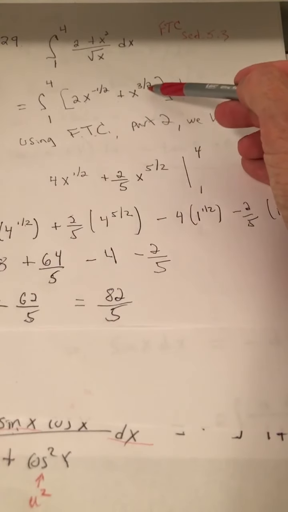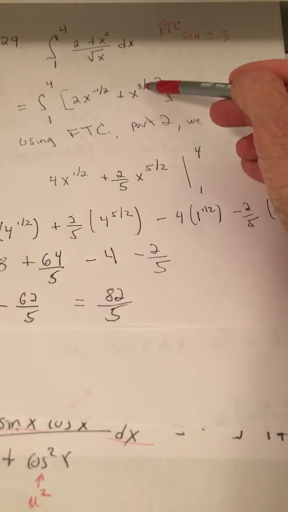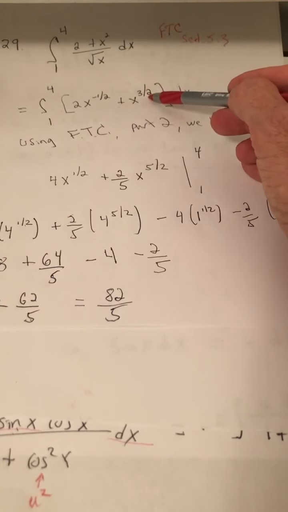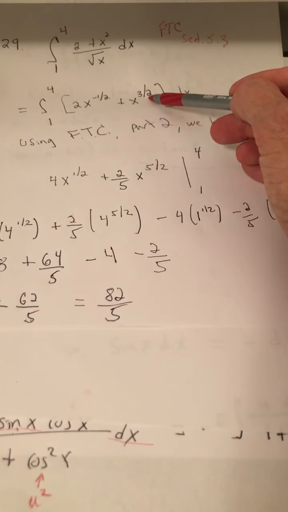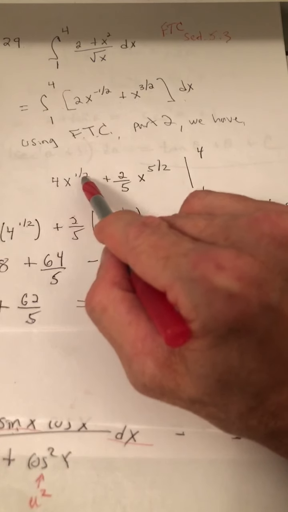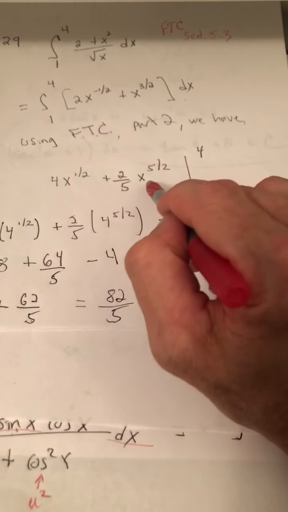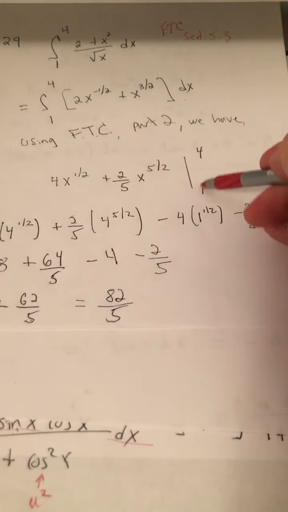And similarly, use the power rule on this term. Add 1 to 3/2. That's 5/2. Divide by 5/2. Well, that's multiplying by 2/5. So we have 4x to the 1/2 plus 2/5 x to the 5/2, and our limits are 1 and 4.